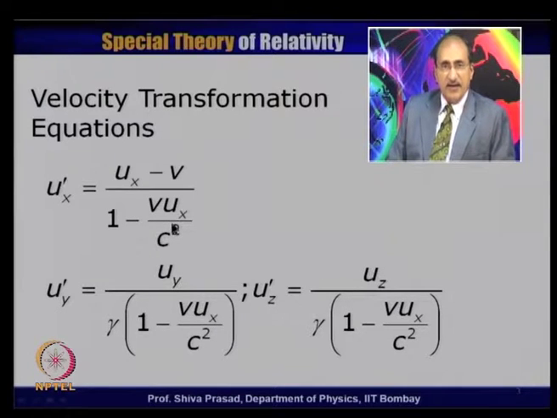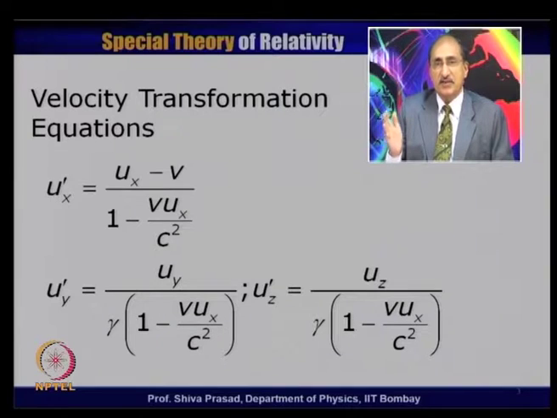What is interesting here is that if we look at Uy prime, it depends not only on Uy, but also on Ux. Similarly, Uz prime depends not only on Uz, but also on Ux. So, this particular factor involving Ux appears in all three transformation equations, for all three components of velocity, Ux prime, Uy prime, Uz prime.